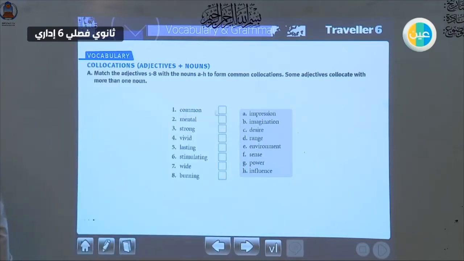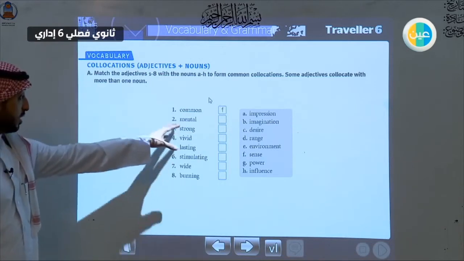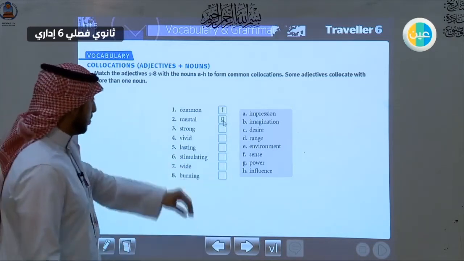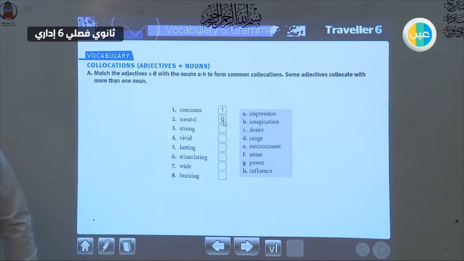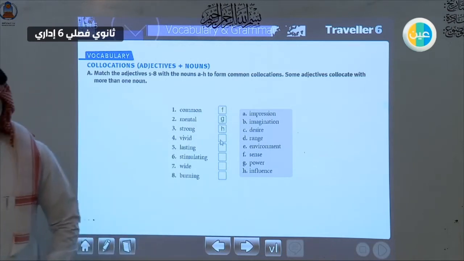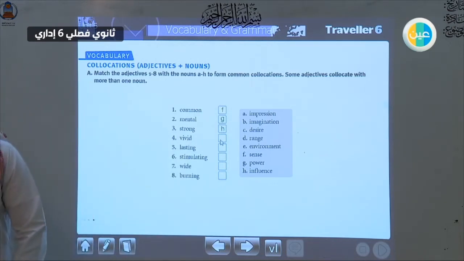The first one, common. Common means شائع. فلما تصير مع الإجابة, common sense becomes شيء مألوف أو متعارف عليه. طيب number 2, mental. So mental becomes mental power. Number 3, strong, قوي. It comes with desire. So strong desire means شغف أو حب الشيء.